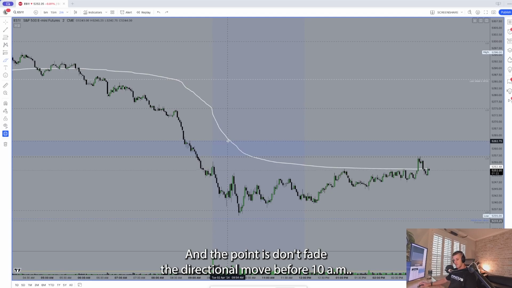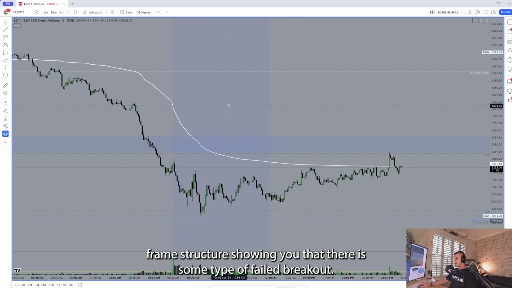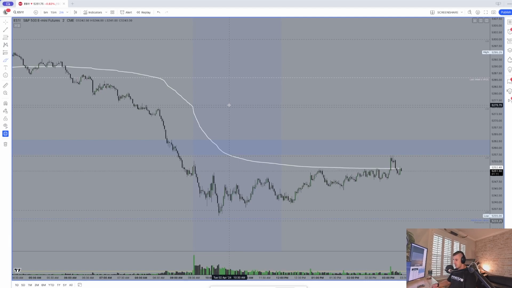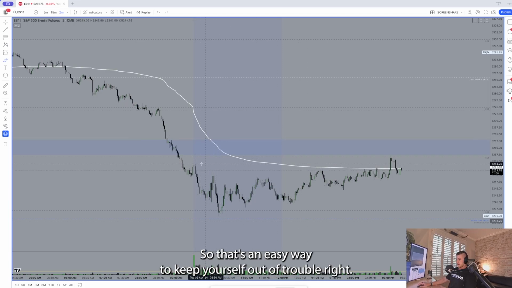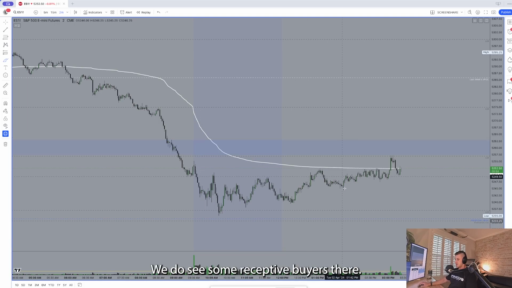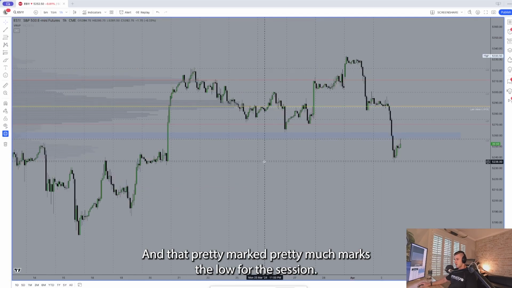And the point is, don't fade the directional move before 10 a.m., especially when you have the higher time frame structure showing you that there is some type of failed breakout, right? You have a key area of support failing to hold. Okay, longs are red flag until you have that intraday structure develop. So that's an easy way to keep yourself out of trouble, right? As price comes in, starts to trade down into that 5237, we do see some receptive buyers there, and that pretty much marks the low for the session.